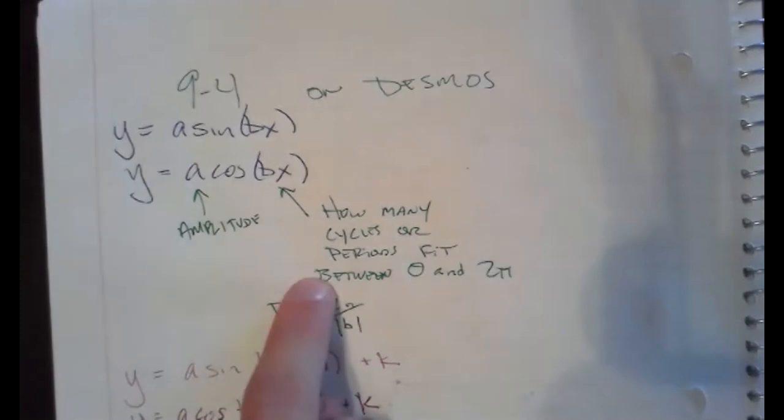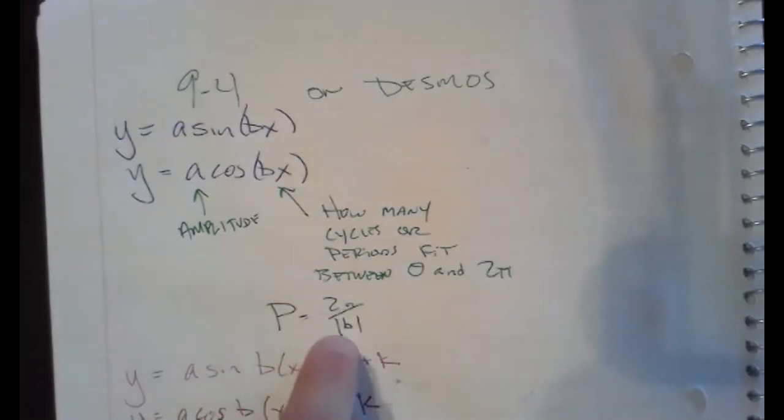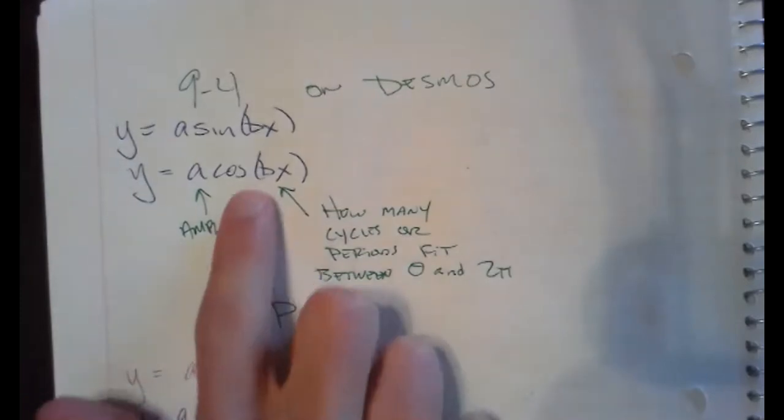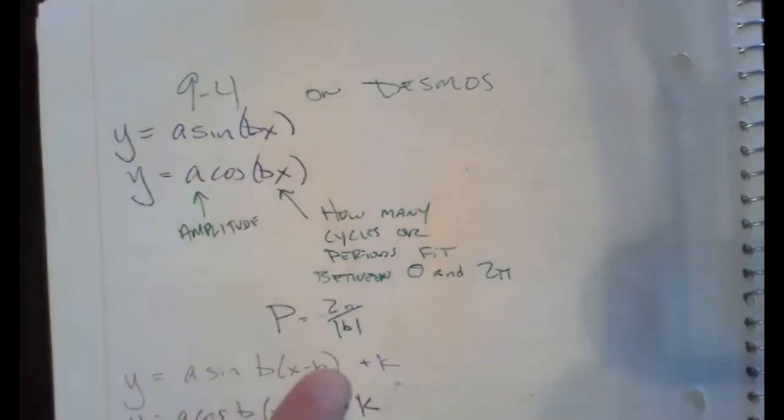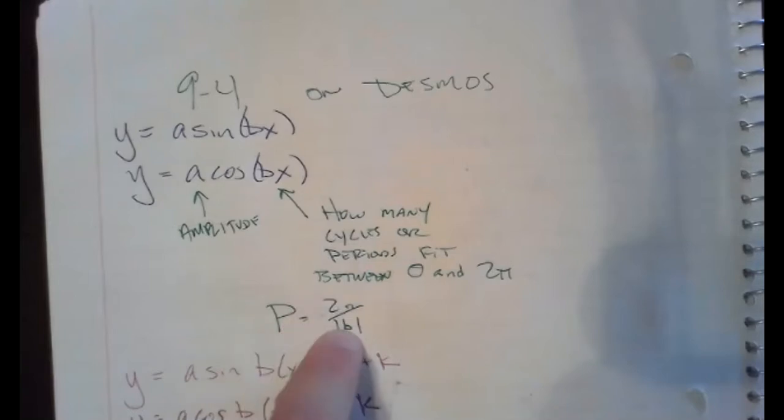Period is 2 pi over the absolute value of b. So if it ever asks you for the period, you have to take the absolute value of b, which you're always going to find in front of the x after the cosine, in front of the x after the sine, and do 2 pi divided by the absolute value of that number. That'll tell you your period.